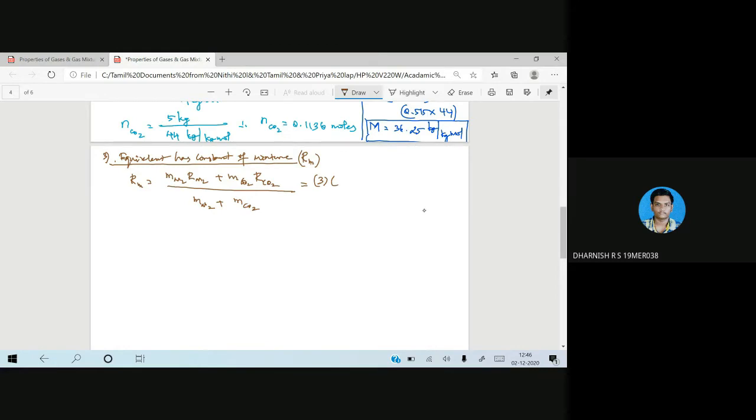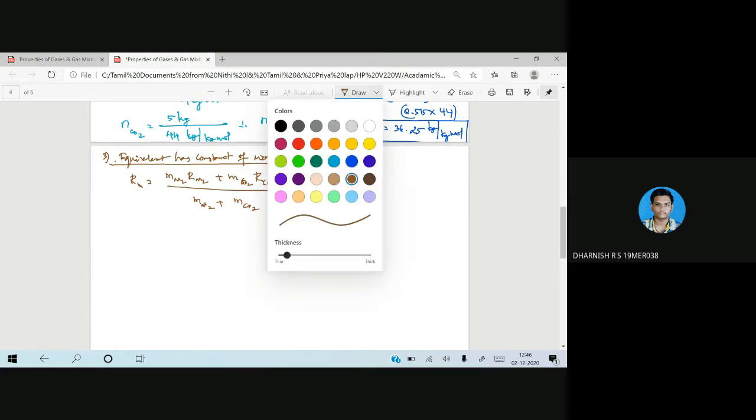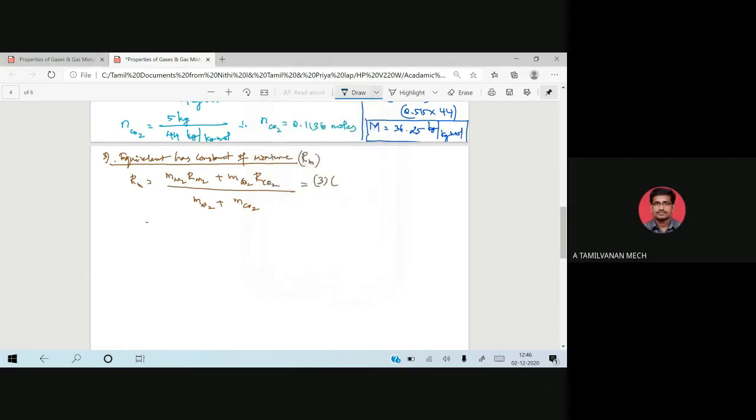How can we find R? Sir, it is an ideal gas, so PV = mRT. Listen, we can find R as follows. R of N2 is equal to R_u, or in some cases written as R bar, divided by the molecular weight. R_u divided by molecular weight, or R bar divided by molecular weight.